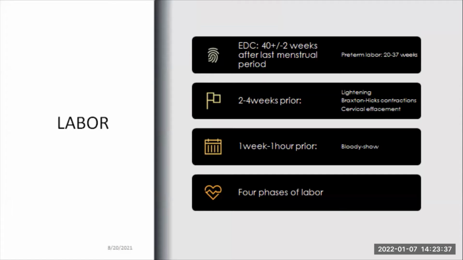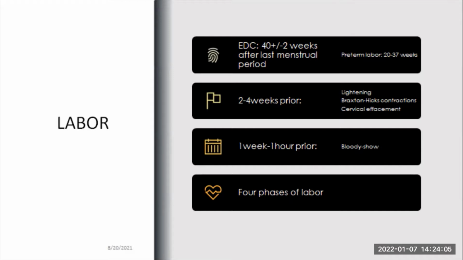And before then, 2 to 8 weeks prior to this period, we have what is called lightening. Lightening is when you start having some false contractions, and at the same time there is descent of the fetus from the abdominal into the pelvic cavity, where it engages and the fetus is getting ready. We call those false contractions Braxton Hicks contractions.